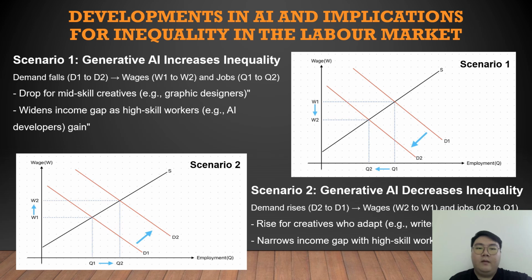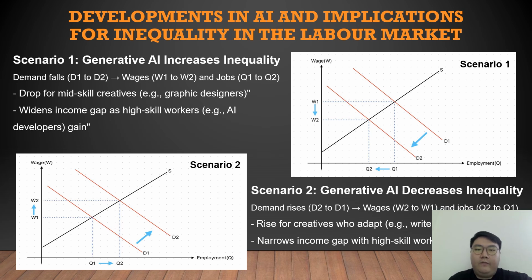For this scenario, there is an assumption that AI primarily automates mid-skill creative tasks and that there is a constant labor supply. For scenario 2, generative AI decreases inequality. The second diagram shows how generative AI can decrease inequality in the demand for creative workers like writers.